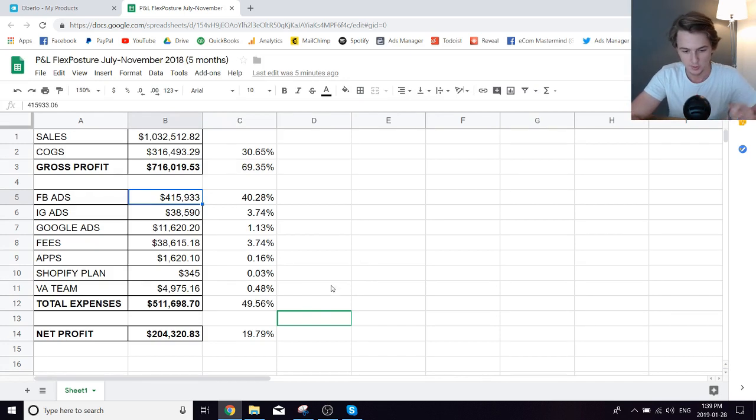Now, I want to talk quickly about how you should be setting up your accounting, because once you do start scaling like this, you do need to have an accounting system in place, or you're going to have a hard time with your government agencies.